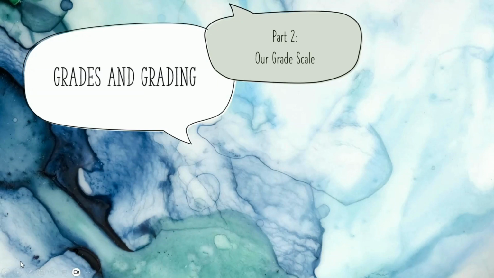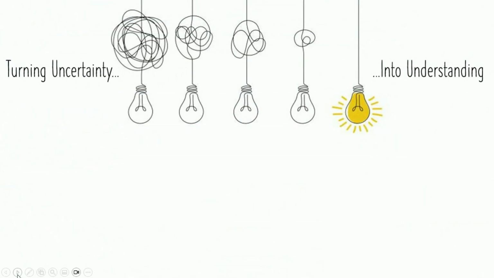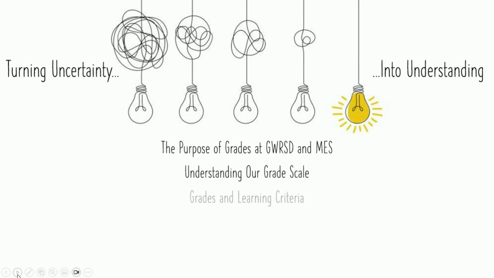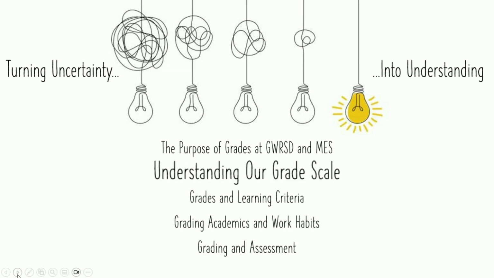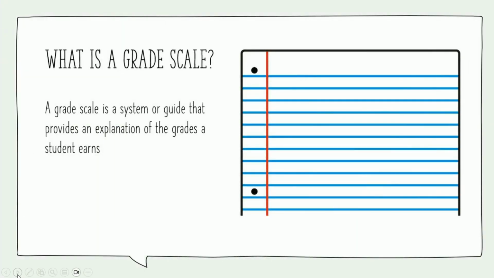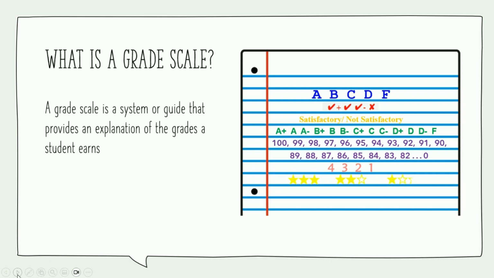Welcome to part 2 of our competency-based grading series, where I turn uncertainty around grading into understanding. In part 1, we looked at the purposes of grades in our districts, and today we'll explore understanding our grade scale. Let's start with a basic definition. A grade scale is a system or guide that provides an explanation of the grades a student earns. In your own or your child's lifetime, you may have seen several different grade scales. Here are several examples of various types of grading scales.